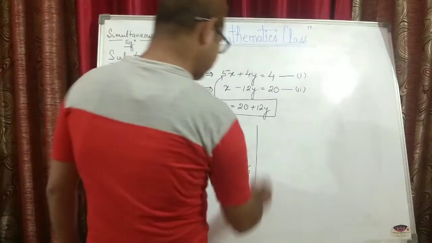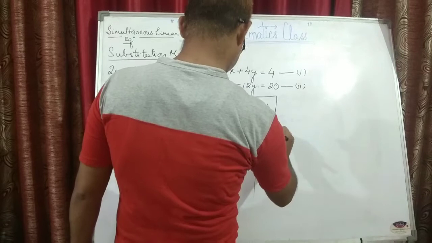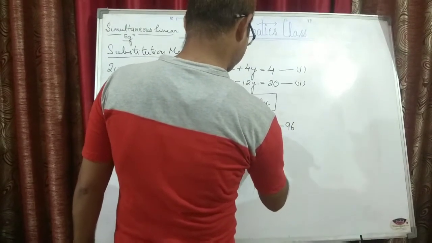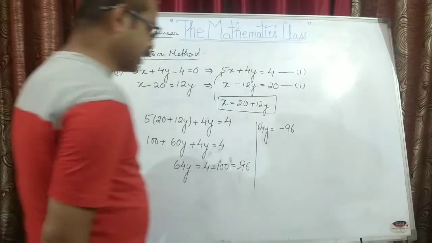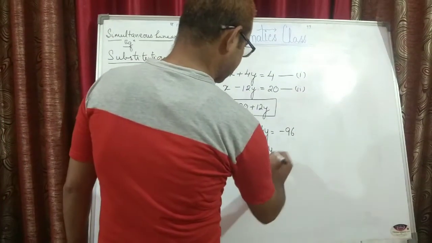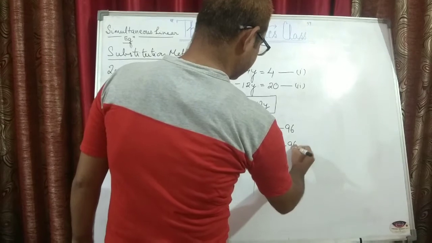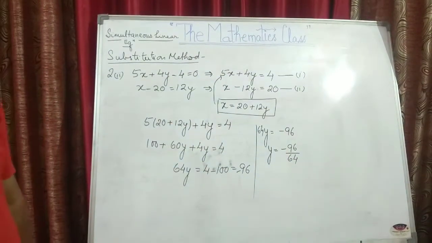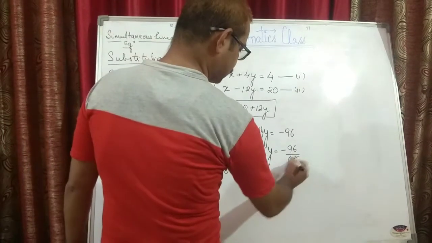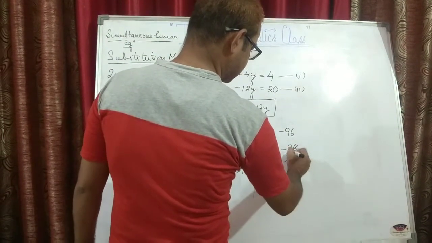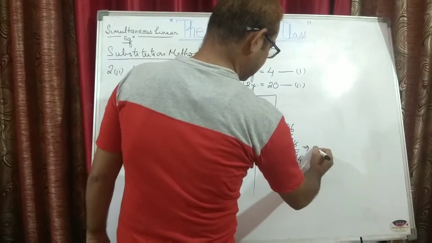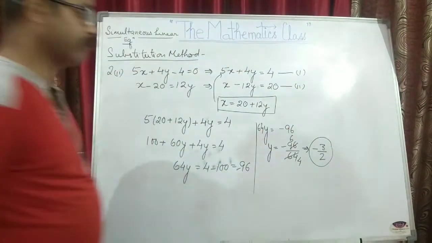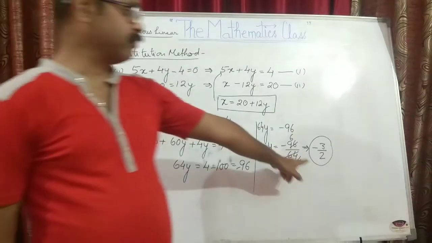So y can be written as y is equal to minus 96 upon 64, or you can say 64y is equal to minus 96. Now we can solve it out. 16 4s are 64, 16 6s are 96. Finally it becomes minus 3 upon 2. That is the value of y. We got the value of y.